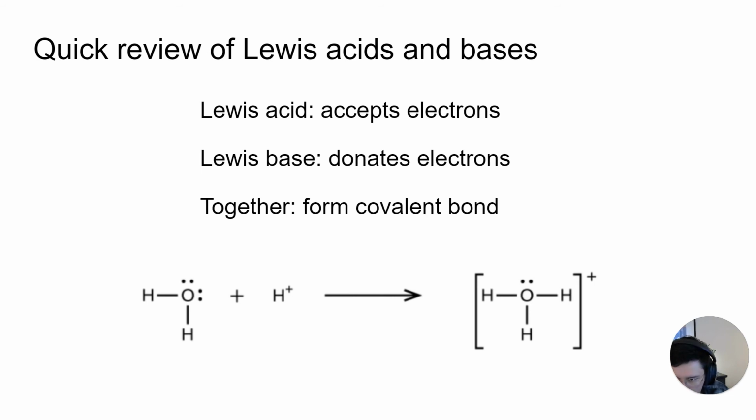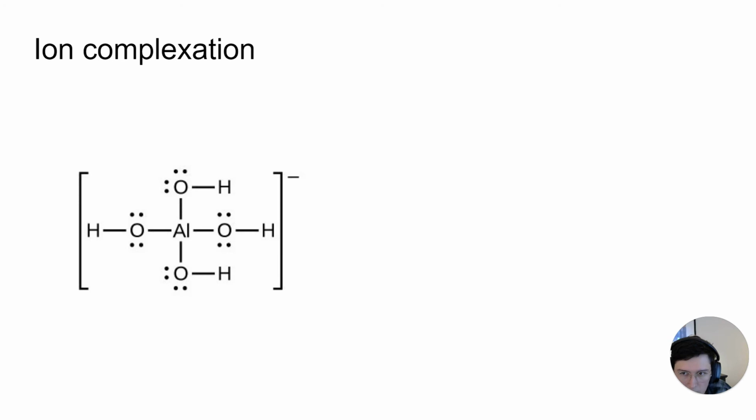So here we have a water molecule and we have a hydrogen ion. In this case, the Lewis acid, unsurprisingly, is the hydrogen ion. It is accepting electrons, it's positively charged, and then the Lewis base here is the water, and then together they are forming a covalent bond to create the hydronium ion. So how does this work in ion complexation?